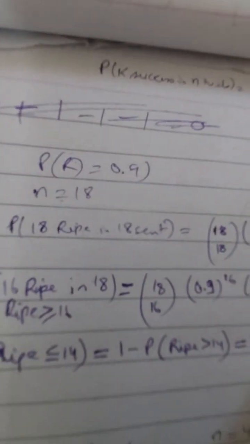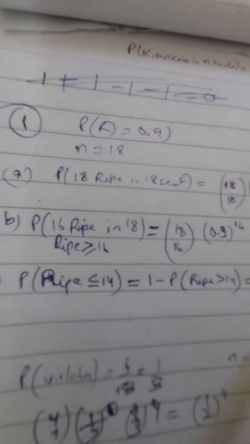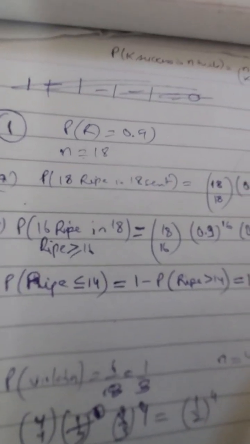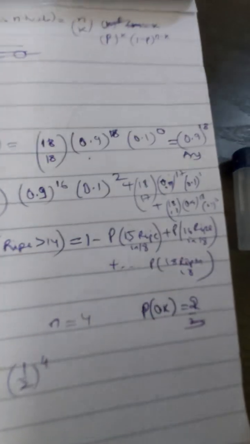This is from the MET-902 Design of Experiments subject, and the question in the assignment is that an agriculture cooperative claims that 90% of the watermelons are ripe, ready to eat, and the rest are unripe. The first part asks us to find the probability of all 18 being ripe and ready to eat. So n is equal to 18, the probability of ripe is 0.9, and the probability of k successes in n trials, 18 ripe in 18, will be given by the binomial formula.